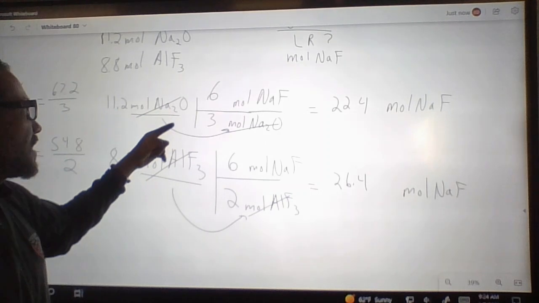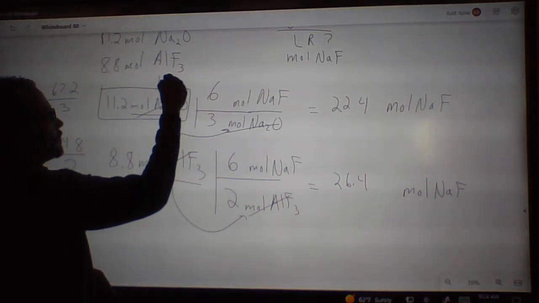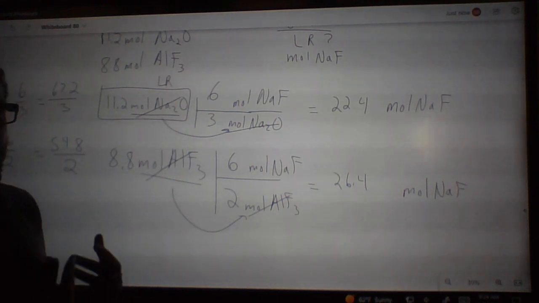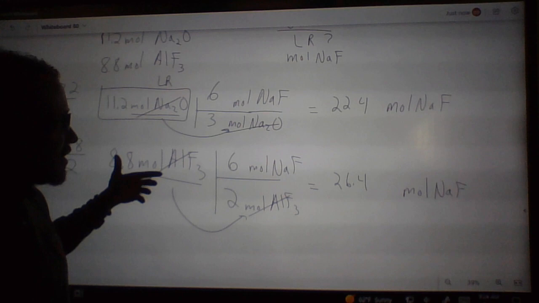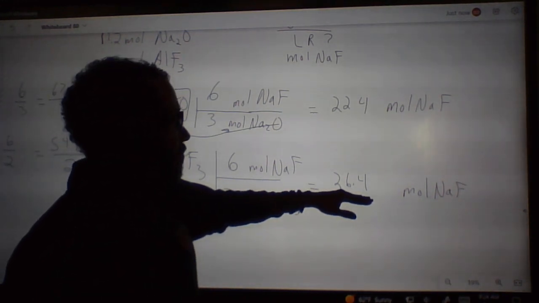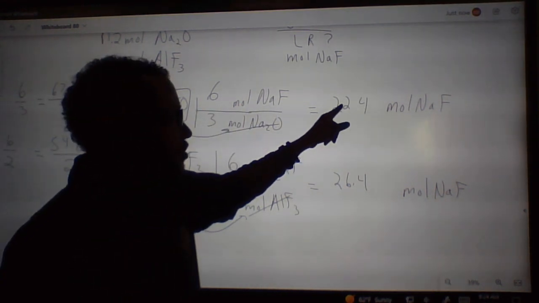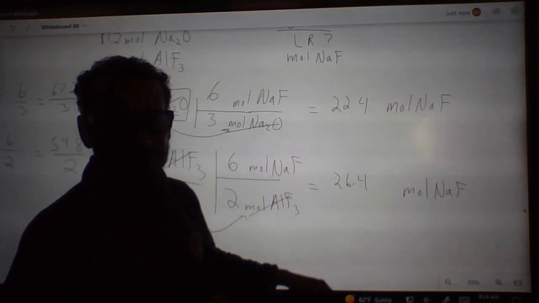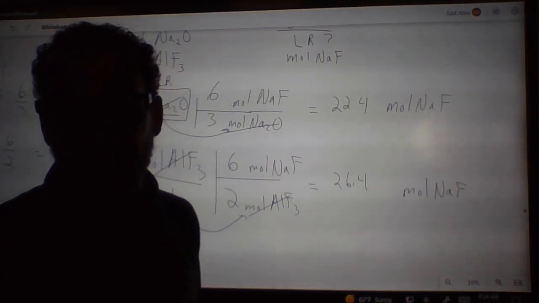So sodium oxide is going to be my limiting reactant here, simply because it makes the least amount of product. This one will be my excess reactant because it has a lot extra. It can make 26.4, but we don't have enough of this one to do it. We only have enough to make 22.4. The reaction will stop here.